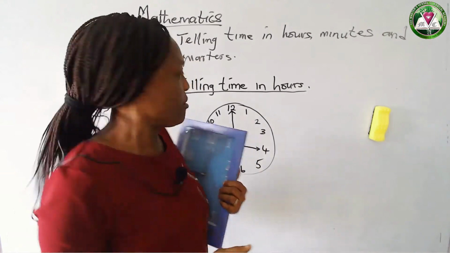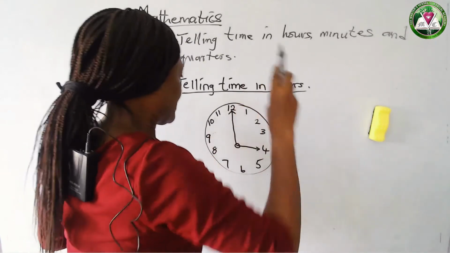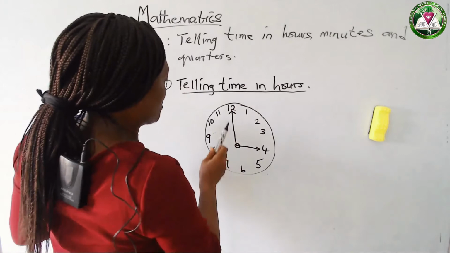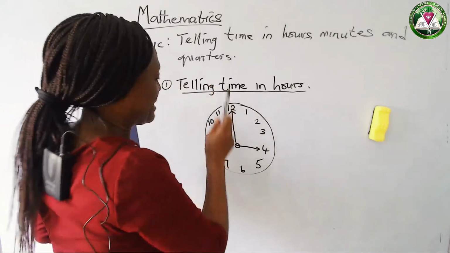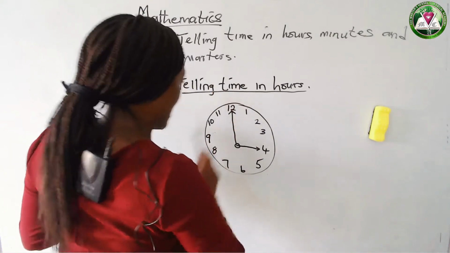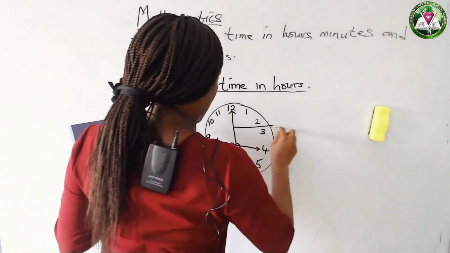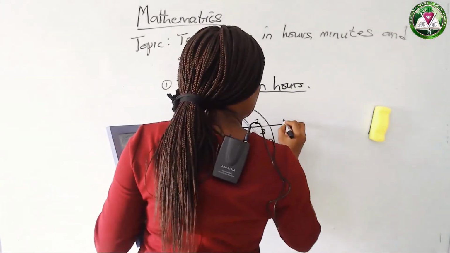I said before, for us to tell the time in hour, you must observe the long hand and the short hand. This is the long hand, we call it minute hand.